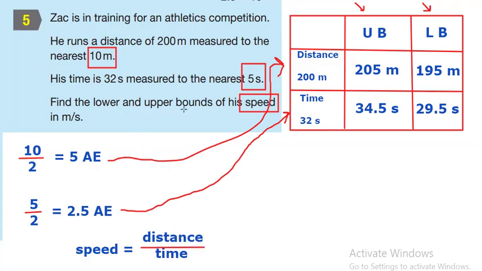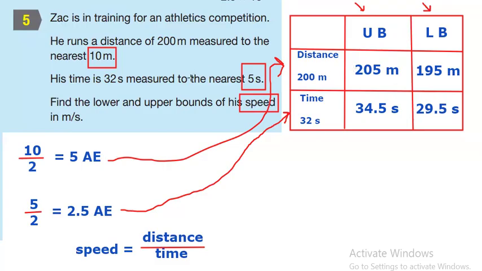Now, the upper bound of speed will be the highest or the maximum number that we can get from dividing any distance on any time. So, how does the number become bigger? If the denominator becomes smaller, the number will become bigger and bigger. So, the numerator must be bigger and the denominator must be smaller.